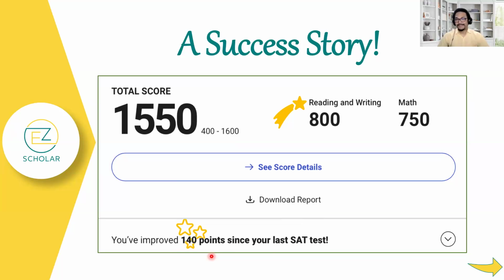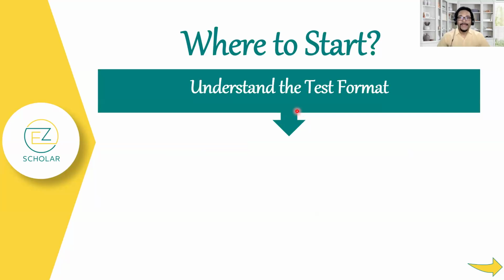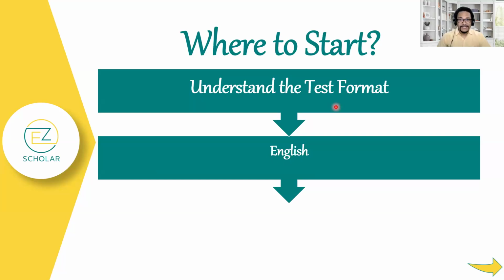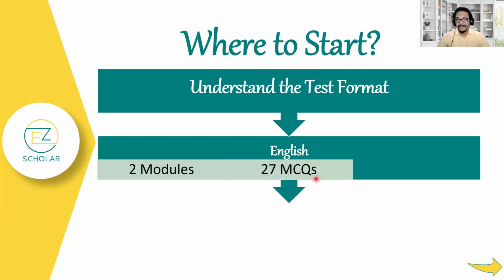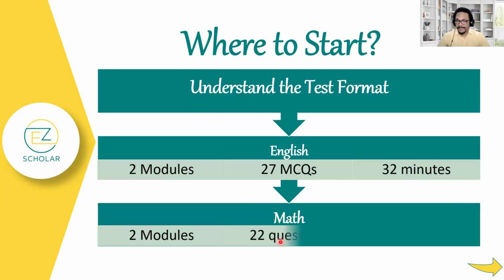Let us start with the basics. It's important to understand the test before you get to a great score. In terms of the test format, the SAT is fairly straightforward. It is made up of two sections, English and Math. In English, there are two modules which have 27 multiple choice questions each, and you need to solve them within 32 minutes. For math, again, you have two modules with 22 questions and 35 minutes for each of these modules.